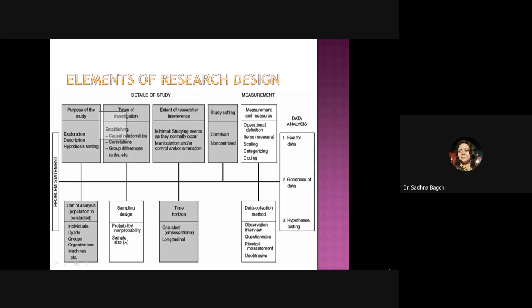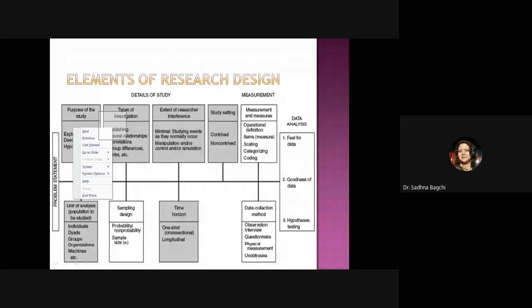Now coming to the last portion, that is data analysis: how you handle the data, coding, the goodness of the data, and the hypothesis testing. All the things that are going to be conducted in the study must be reported in the research design. Means your research design will be very vast, and includes all the minor details regarding the study, problem statement, measurement, data collection, sampling design, unit of analysis, time horizon, everything, and data. All these things you have to include.